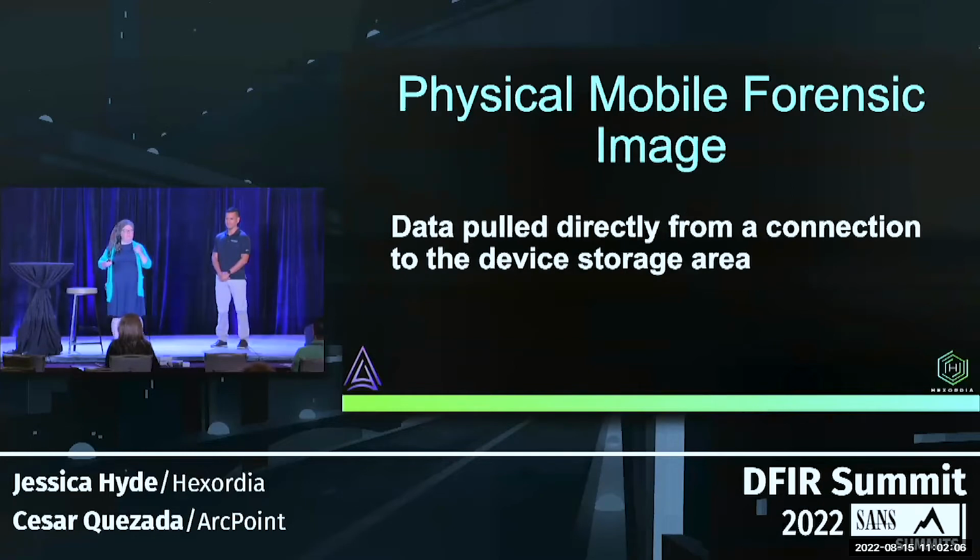So the definition we're going to use here is that a physical means that the data is pulled directly from a connection to the device's storage area. It is reading the data from the storage area directly.